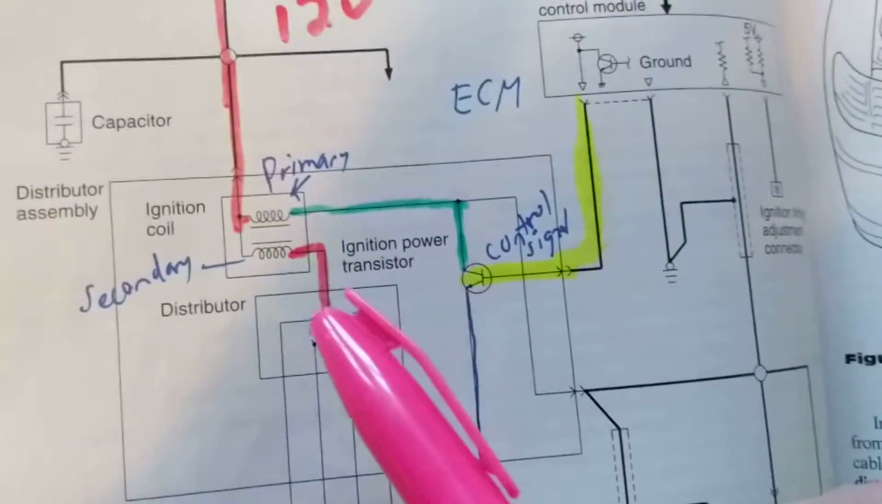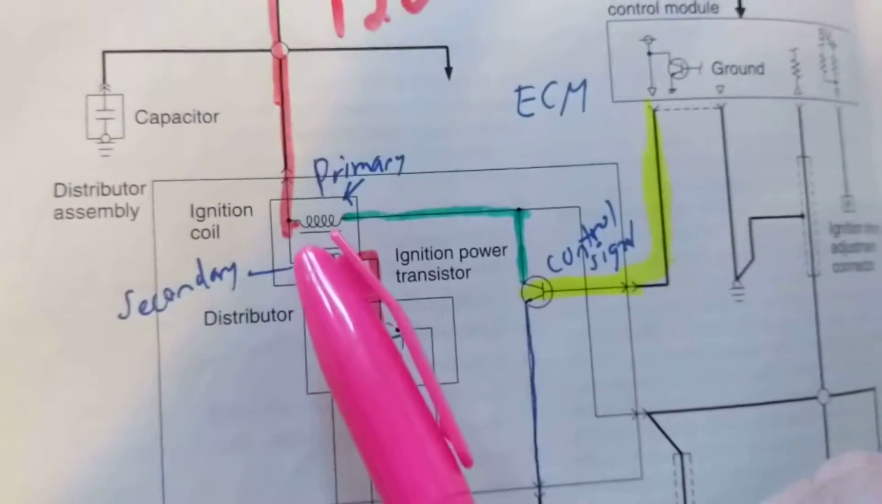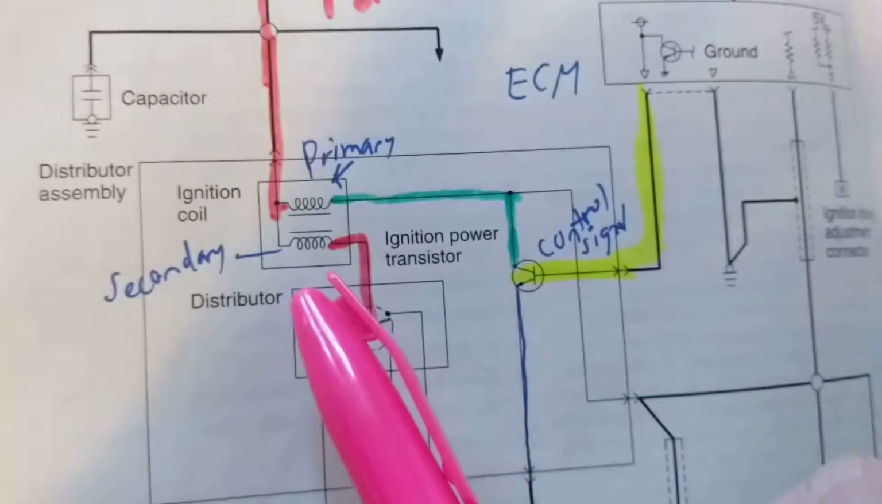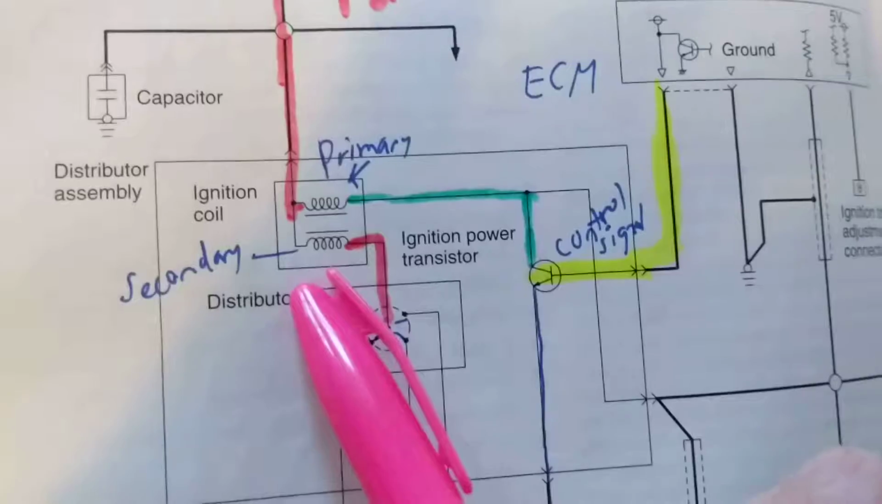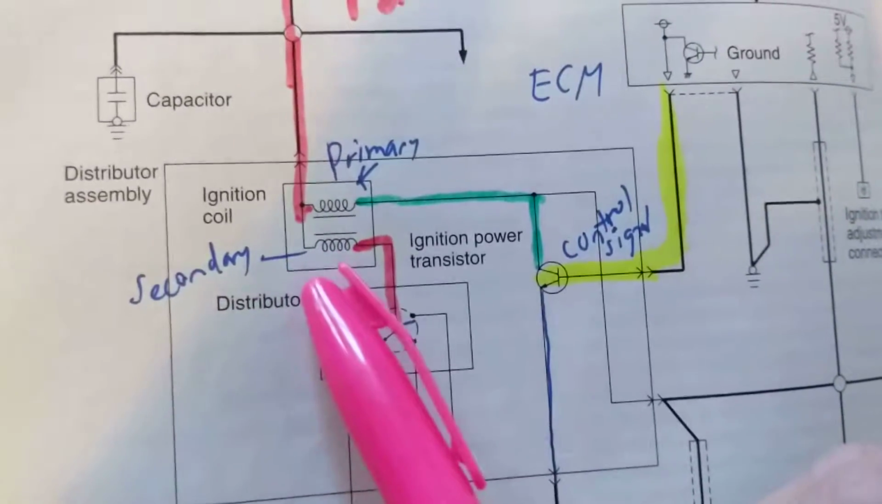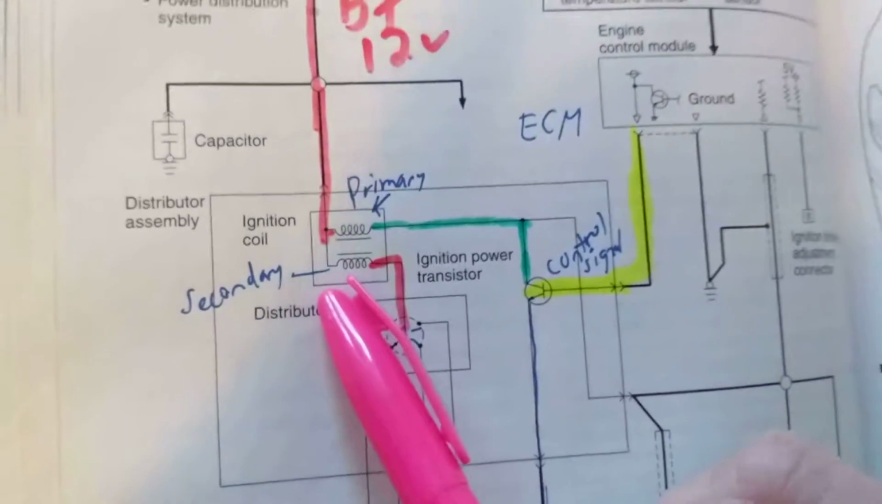Now, a coil or a transformer has a primary, and the primary has many turns on it. But the secondary has much more turns on it. So this can have 100, this can have 10,000. The more turns, the higher the voltage. And that's the idea of it.